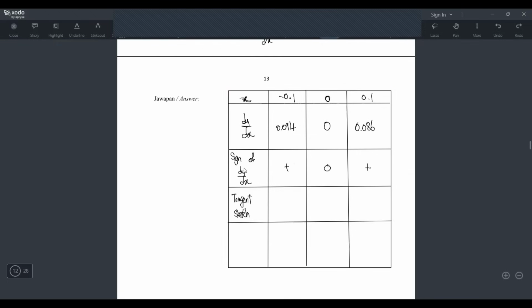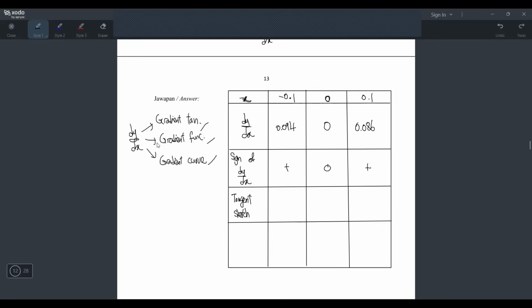So if your dy dx is positive, what does it mean? Do you remember, dy dx is actually gradient tangent, right? Sometimes we can call it gradient function, GF. And sometimes we also call it gradient curve. But I want you all to treat them as the same thing. They are all dy dx.